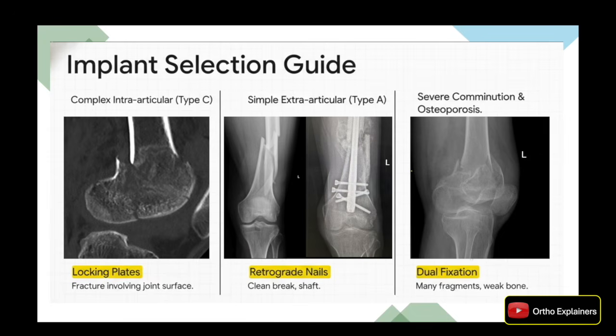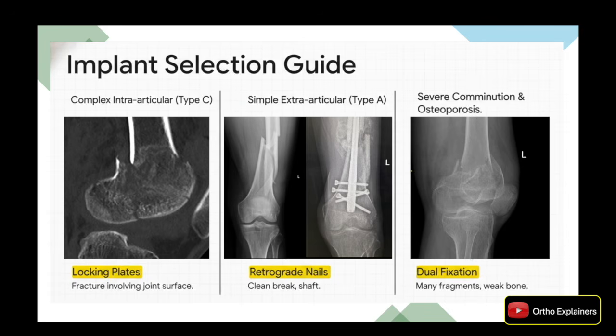Okay, so let's bring this all home. How do we take all this information and turn it into a practical decision-making process when you're looking at the films at 2 in the morning and you have to make a call? Here's a way to think about it. If you have a complex intra-articular fracture, a C-type, your number one job is to put that joint back together perfectly. That usually means an open approach and a locking plate for direct control.